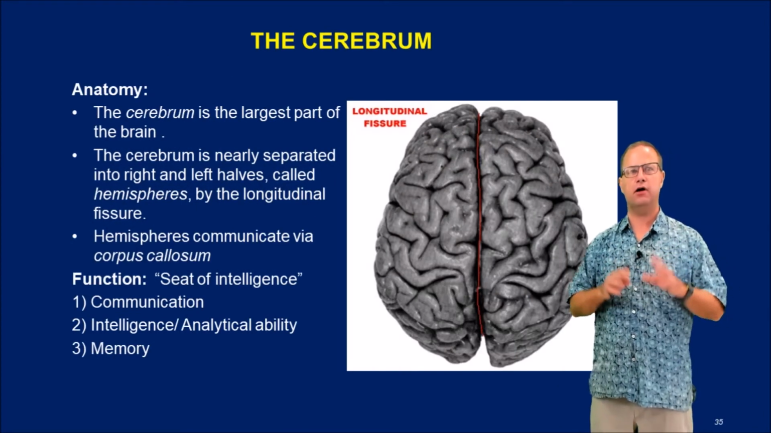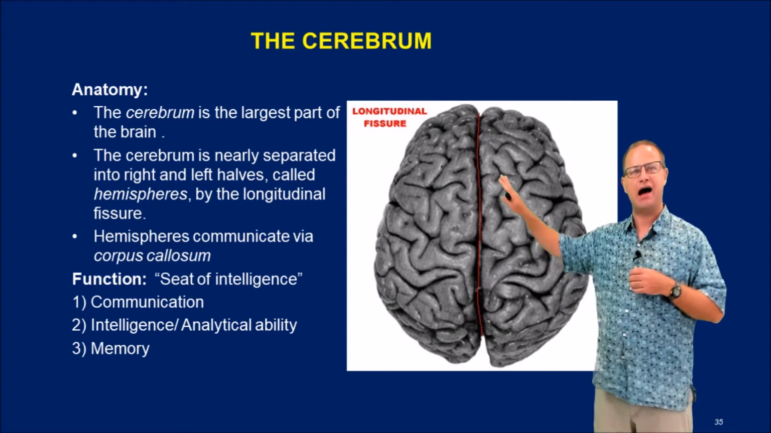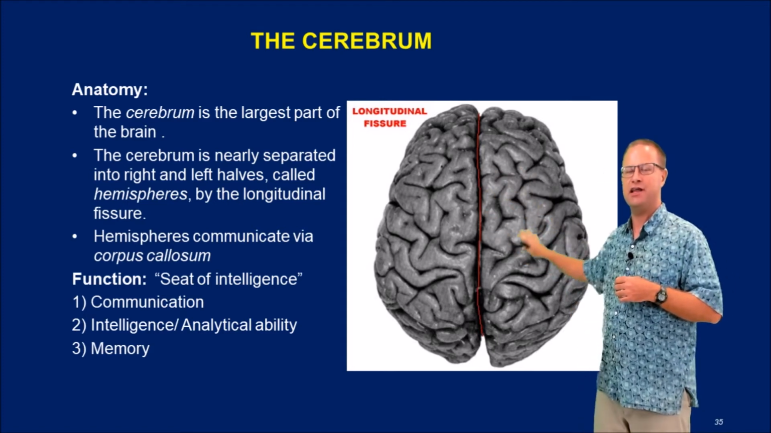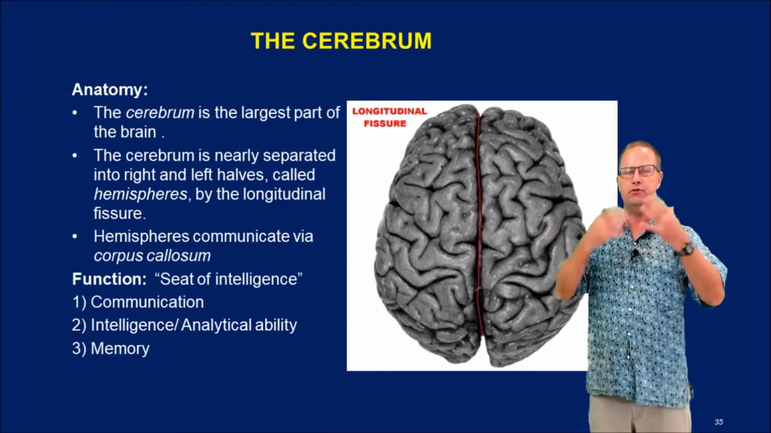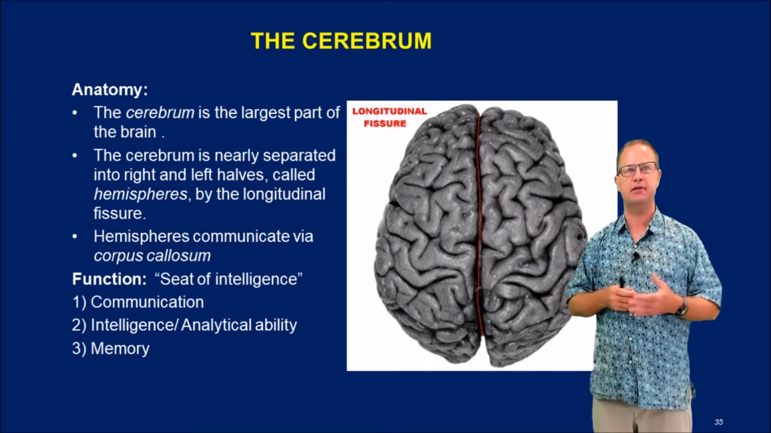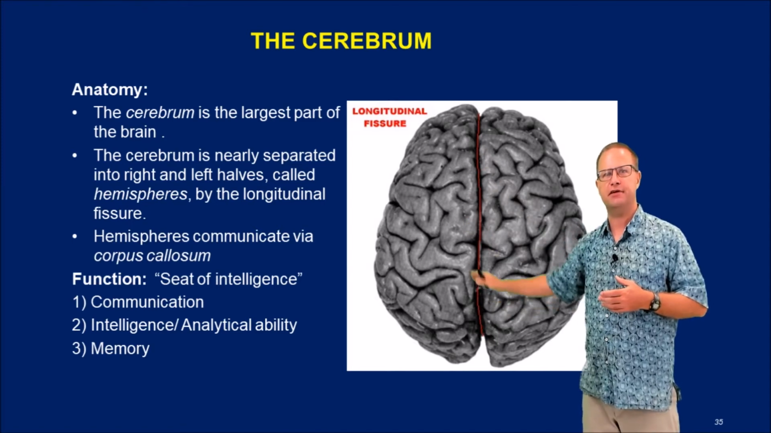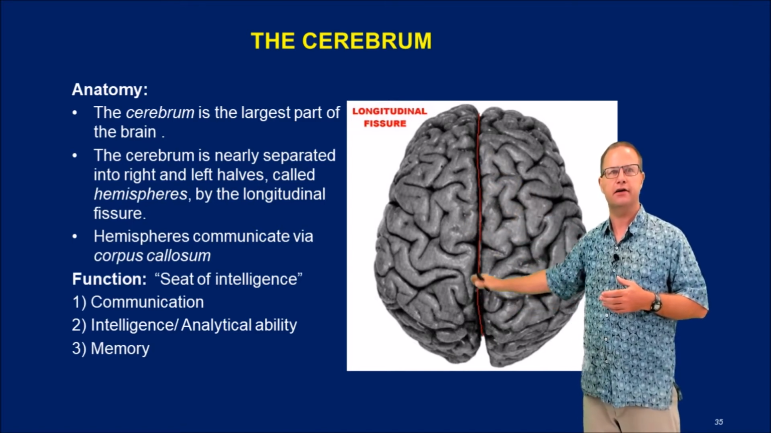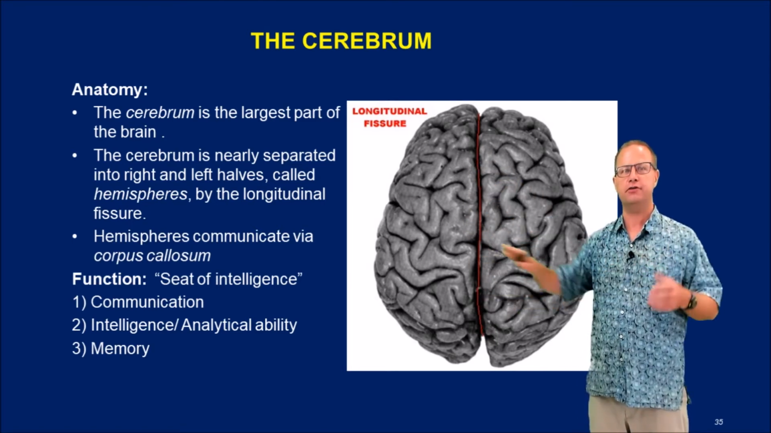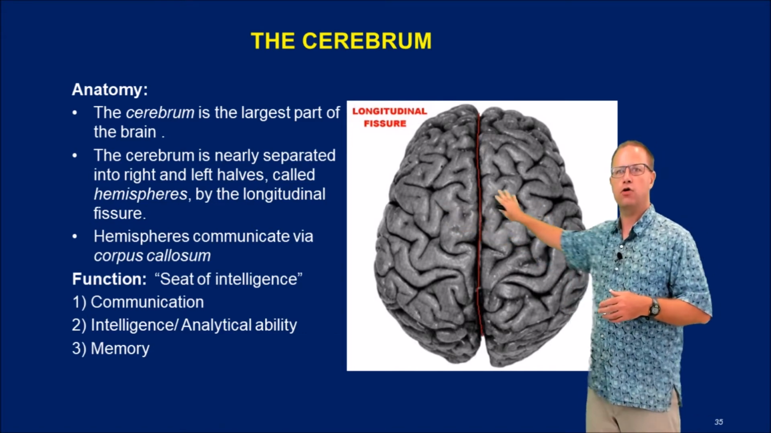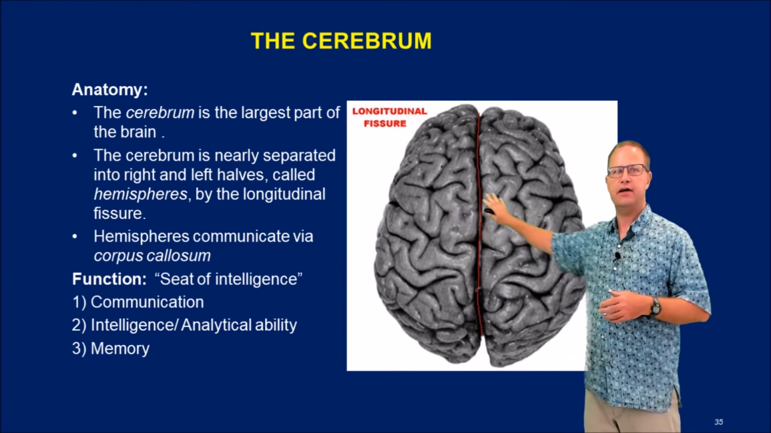Okay, so now we're moving on to the cerebrum, and the cerebrum is the higher brain region. It's the largest brain region in humans because this is where we do a lot of our reasoning and also processing stimuli, etc. So the cerebrum is separated into left and right hemispheres by this longitudinal fissure right here. And the hemispheres are able to talk to each other by a special structure called the corpus callosum, which unites the left and right hemispheres.